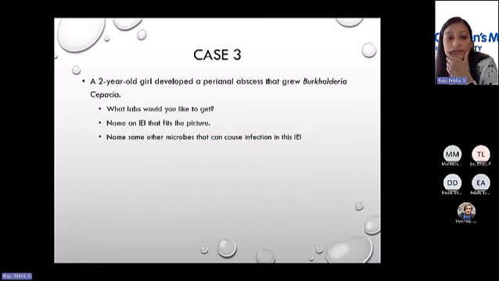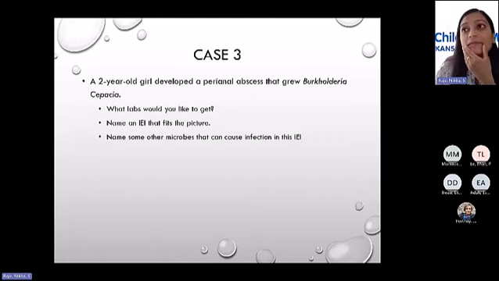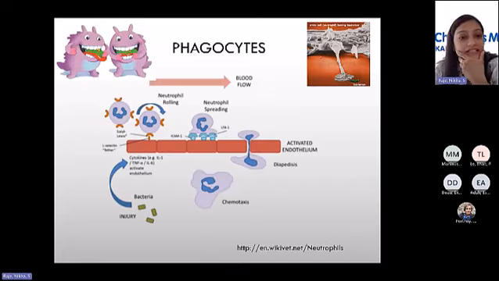A 2-year-old girl presents with a perianal abscess that grew Burkholderia cepacia. What's the diagnosis? What labs would you want? Oxidative burst test. Okay. Yeah. All right, so that's the correct answer.